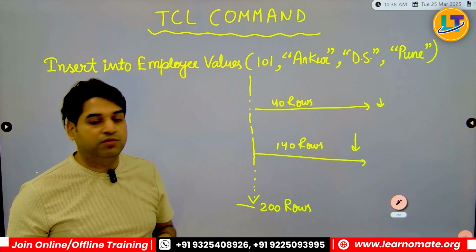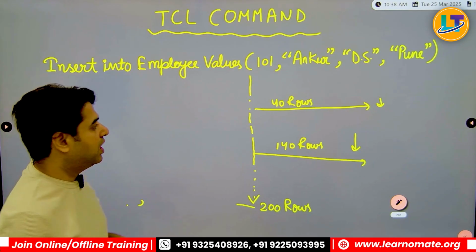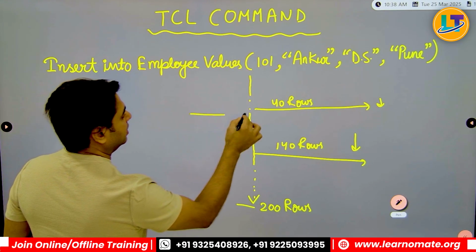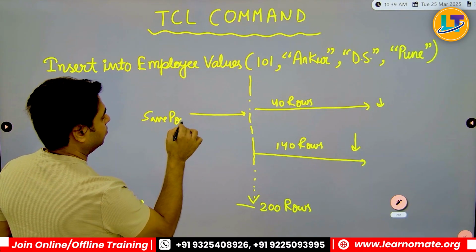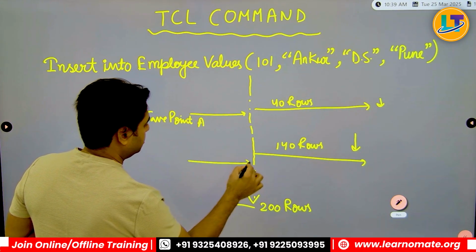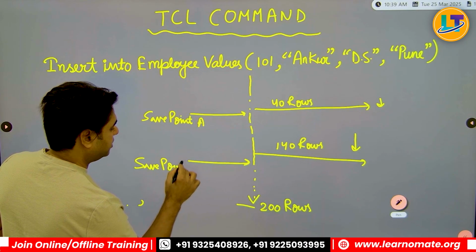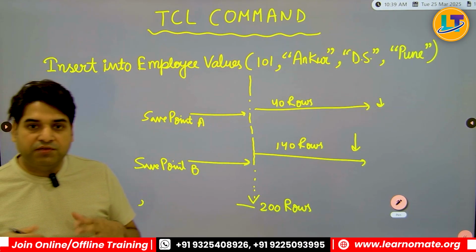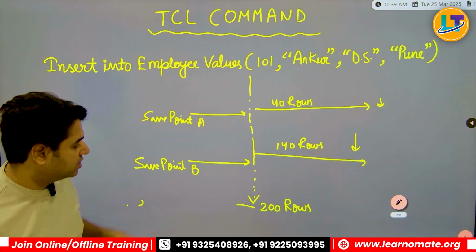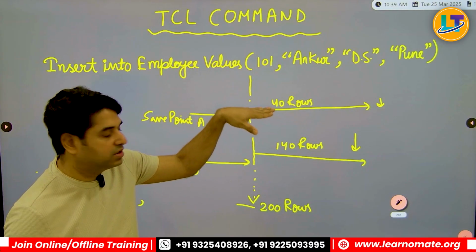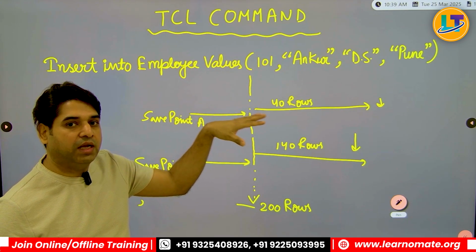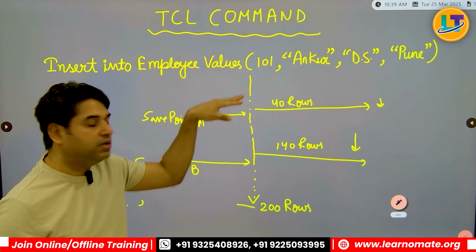While inserting the data, we make many save points in between. Like we can make save point A, we can make save point B. In between we make multiple save points. So whenever we want to delete something, suppose we want to go back to 40 rows, maybe our save point is not exactly at 40 rows, but it will be nearby.